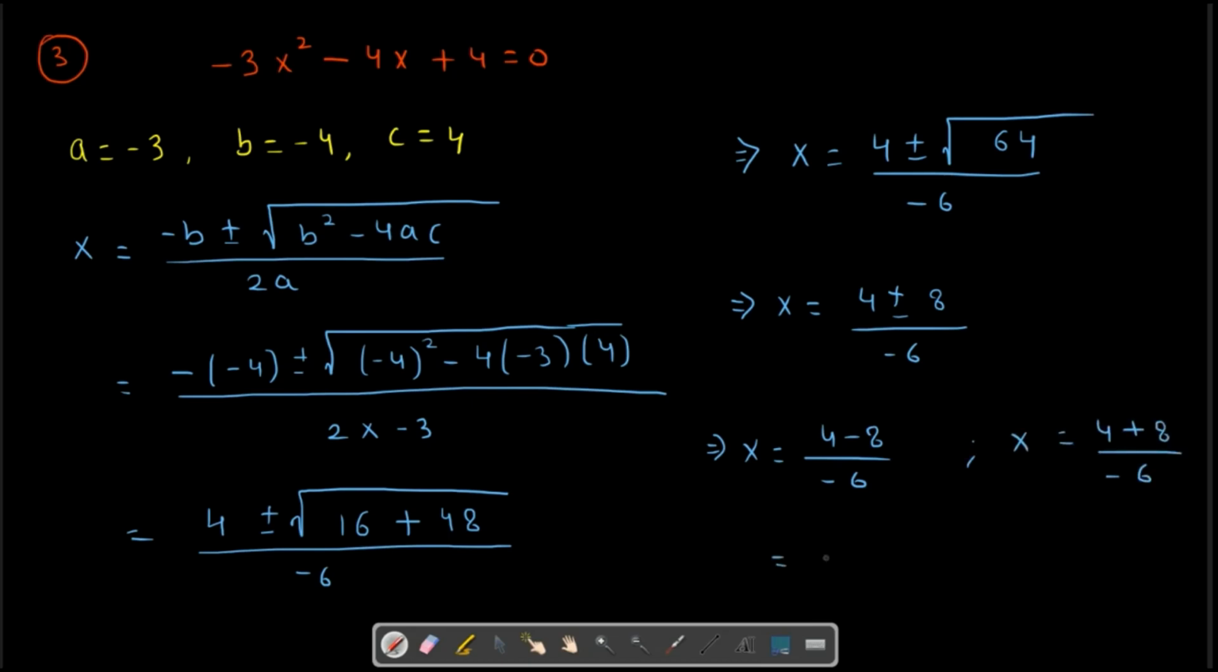So this becomes negative 4 over negative 6, which is nothing but 2 over 3. This is one of the values of x. And the other value of x would be 12 over negative 6, which is nothing but negative 2. So these are the two values of x, which are the solution for this particular quadratic equation.